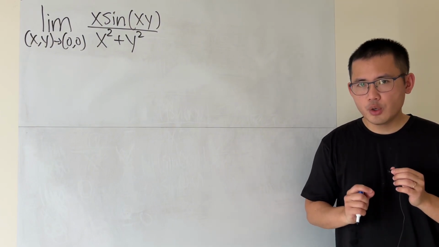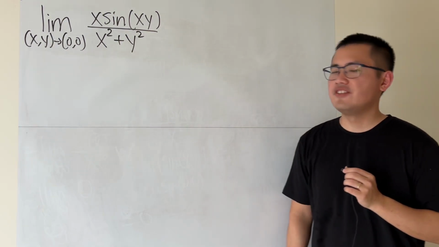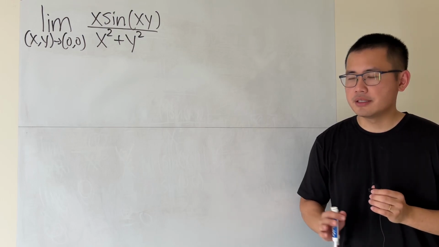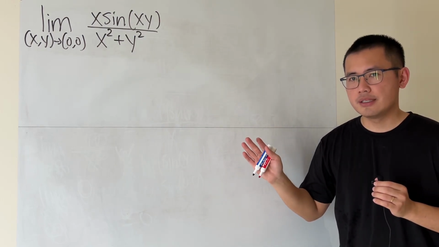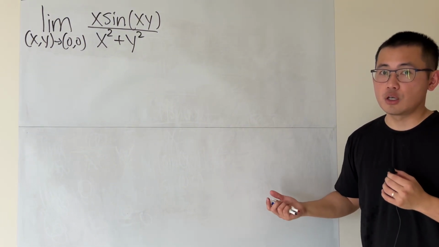The goal for this video is to use the squeeze theorem to evaluate the limit of this multivariable function. But what I'm going to do first is show you guys a wrong approach. This one step is going to be wrong. I want you guys to think about it and then tell me which step is wrong. And then afterward, I'll show you guys the correct way to do it.